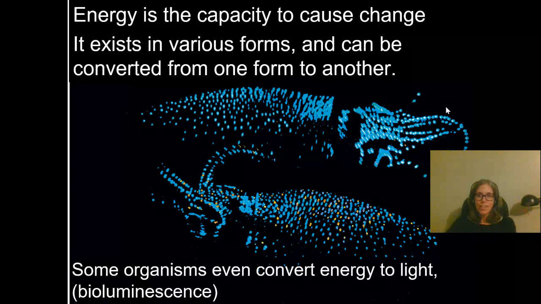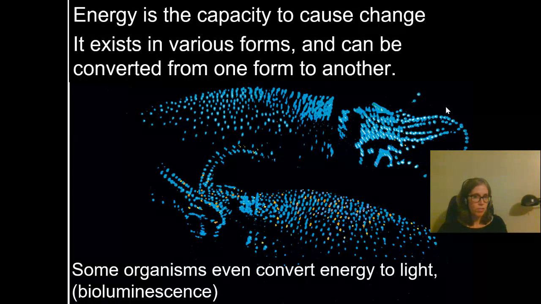AP Biology. Today we're going to talk about energy transformations and ATP, and this fits into our unit on energy where we're also going to talk about enzymes and cellular respiration and photosynthesis. So what you can see on this slide is a couple of squid and bioluminescence. What they're doing is converting chemical energy from their food into light energy. So cool, right?